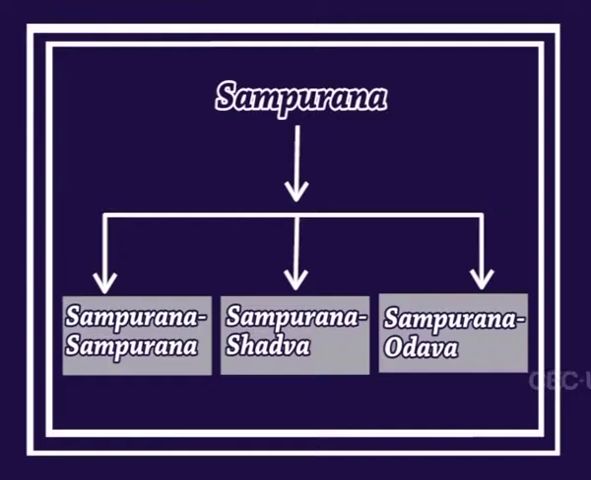So, when the 3 main jatis or kinds are mixed together in such a way, we can have 3 different jatis from each of the main jatis. You can see in the script the 3 subcategories of Sampurna jati while mixing it with Shadav and Odav. These are Sampurna Sampurna, Sampurna Shadav and Sampurna Odav.